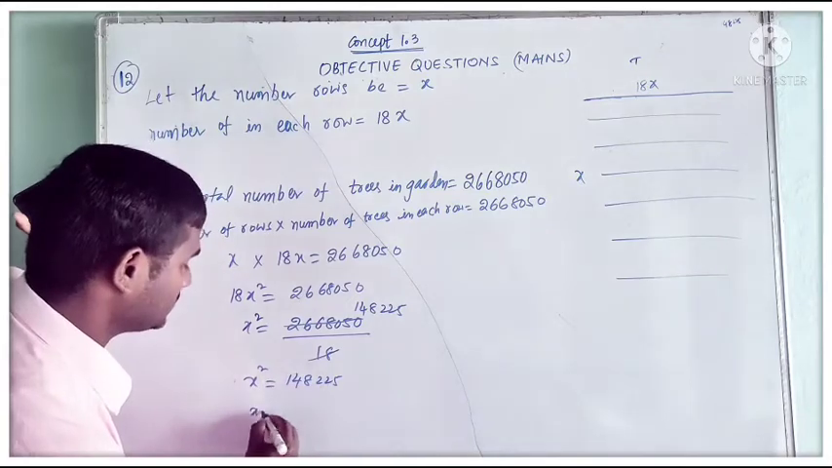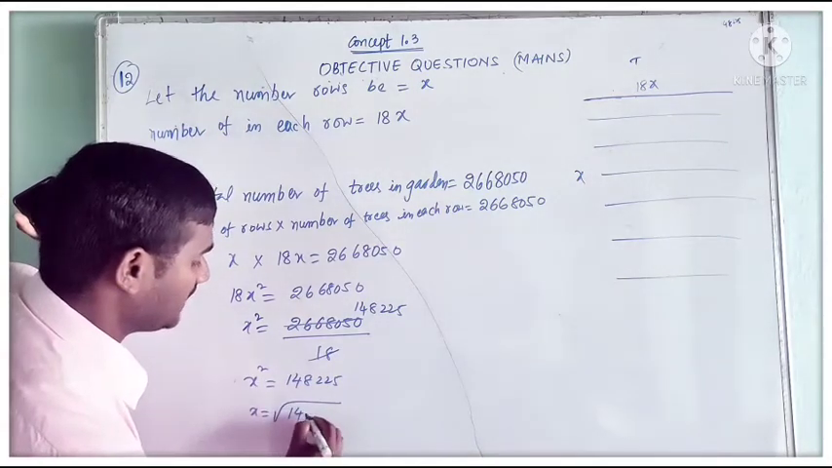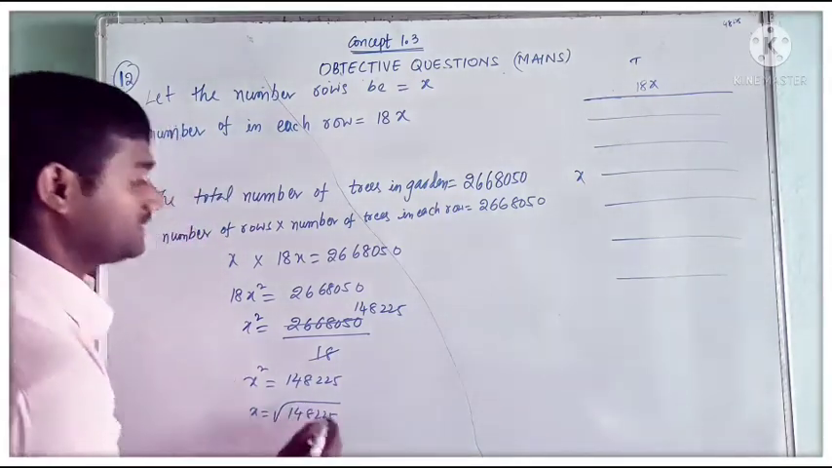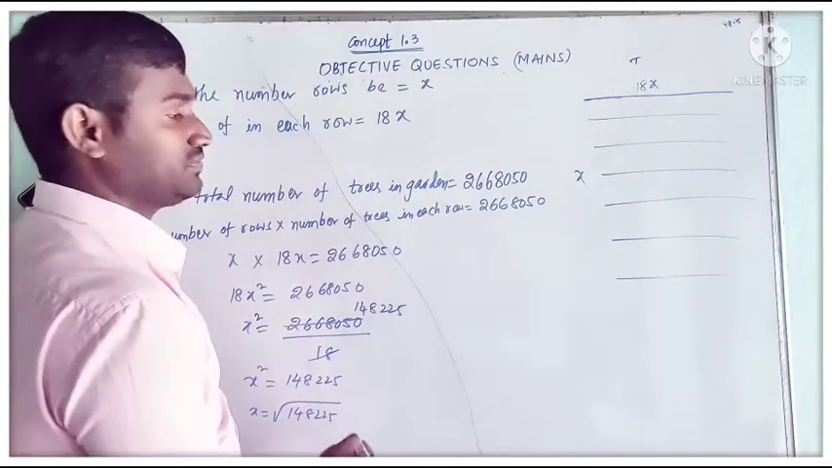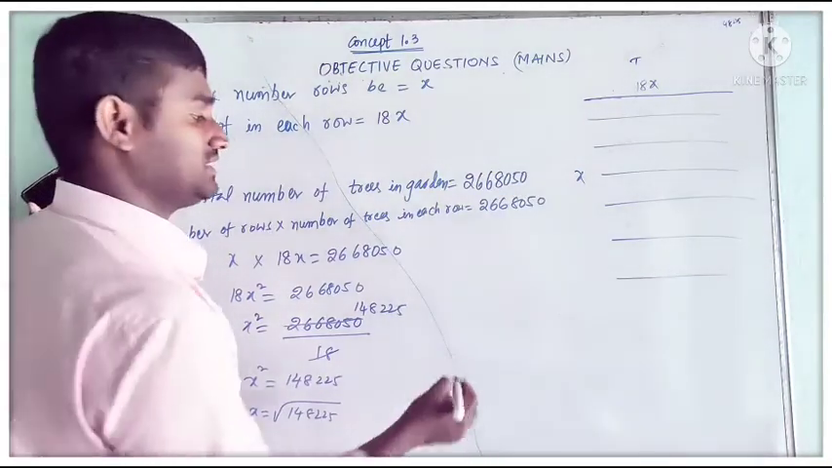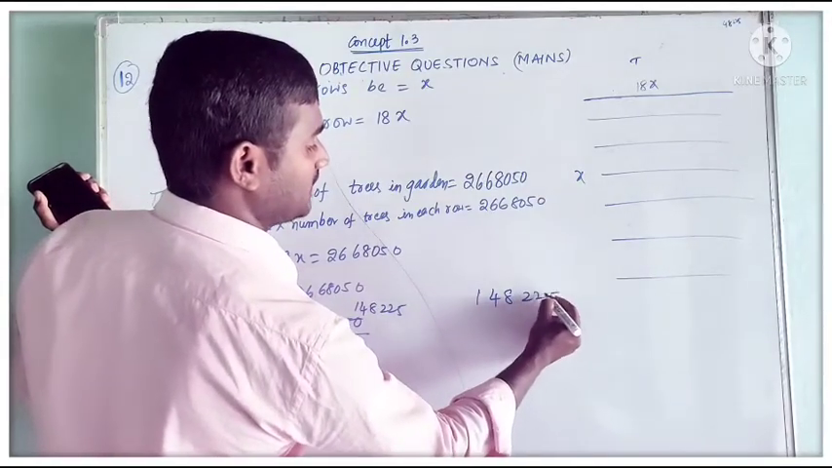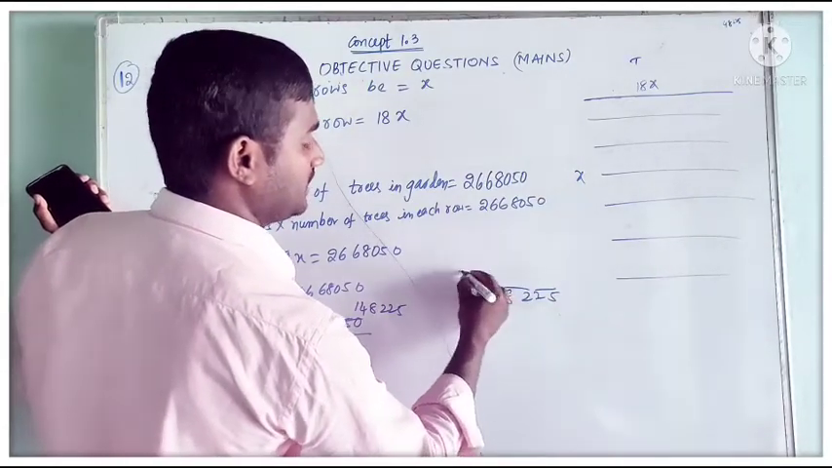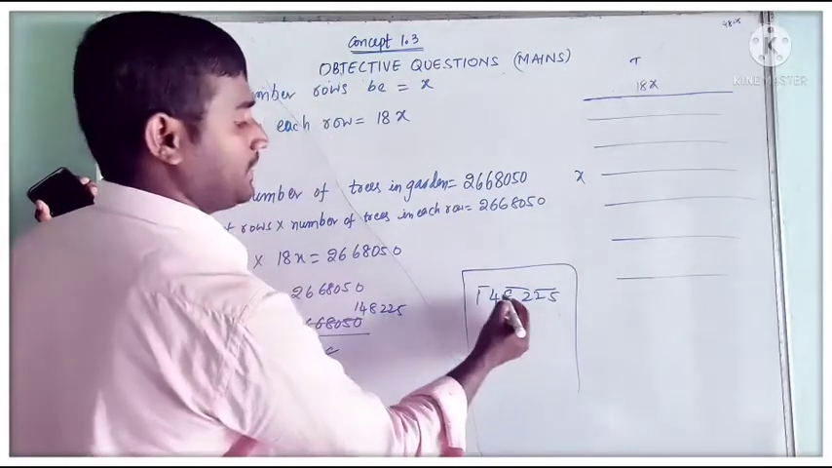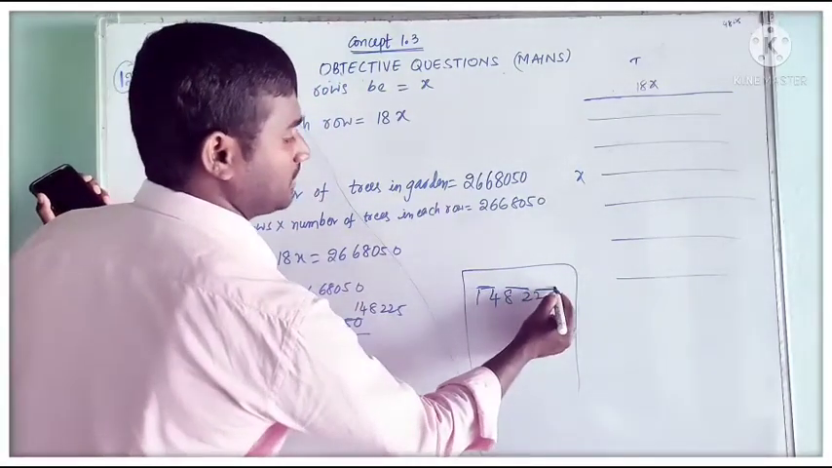1,48,225. Then x is equal to the square root of 1,48,225. So the square root of this number, how are we going to find? By using long division, it is very easy to find. So for 1,48,225, make the pairs. Every 2 numbers you can make a bar.